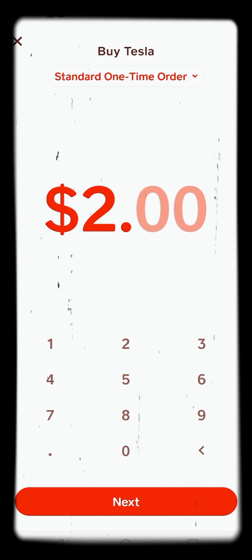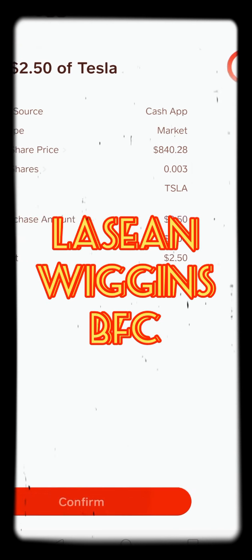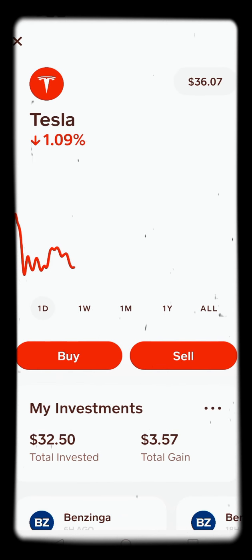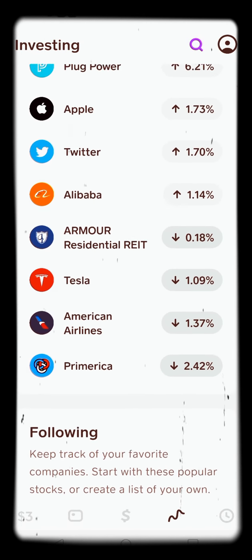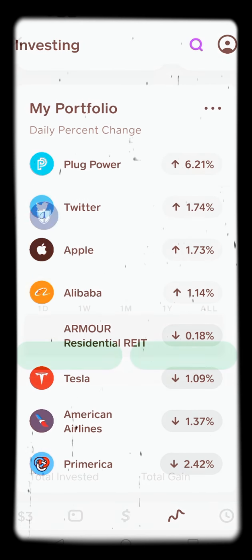And see what I like about Tesla. Tesla has so much movement in it that you can have a small investment in it, and you're gonna see some changes, some profits, because it moves so rapidly right now. I remember I was doing Team Tesla. I wish I was still doing Team Tesla when they had all that movement going on.